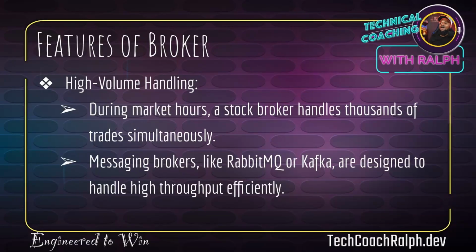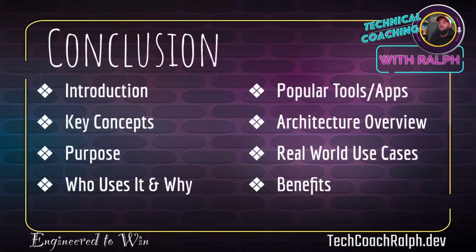It also has a high volume handling. So during market hours, a stockbroker handles thousands of trades simultaneously. Messaging brokers like RabbitMQ or Kafka are designed to handle high throughput efficiently. And I think RabbitMQ is probably the most popular one. So that is everything. Hopefully that analogy helped clarify things a little bit.